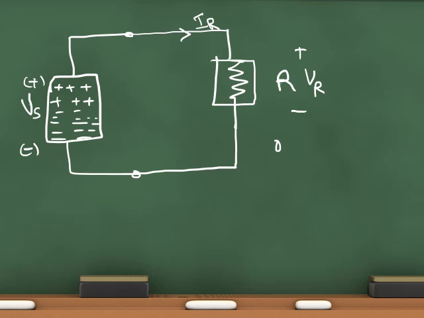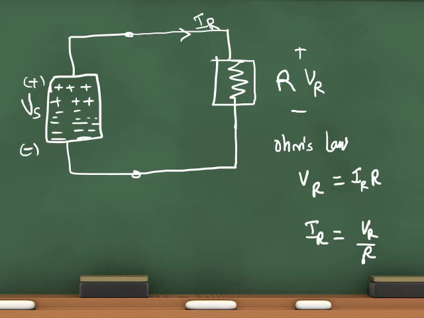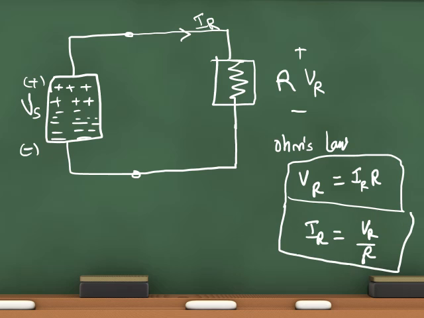Applying Ohm's law, VR equal to IR into R, and IR equal to VR by R. These are the two formulas for the current through resistor R and the voltage across resistance R. Of course, these are the units, volts and amps.